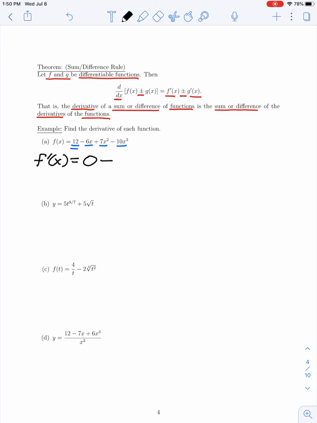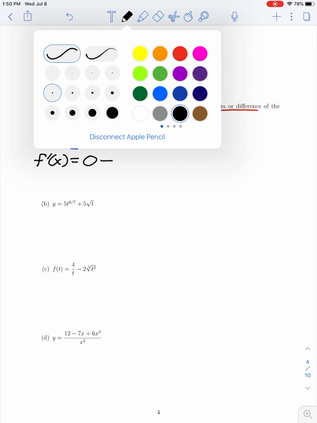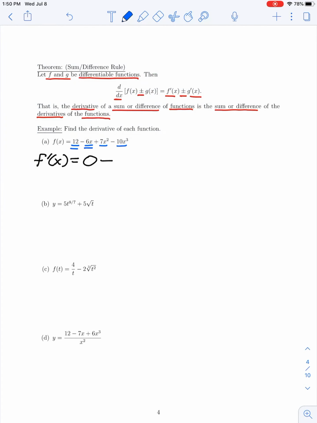Then I'm subtracting. I have my next term as 6 times x, which is a linear function. It represents a line of slope 6. And remember, in the last section, we said the derivative of any linear function is just the slope of that line. So here the derivative of 6x would be the slope of that line, 6.